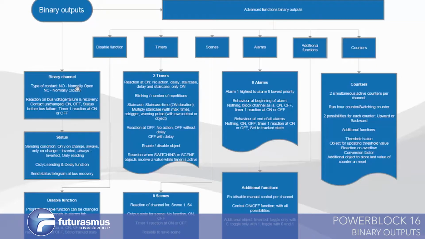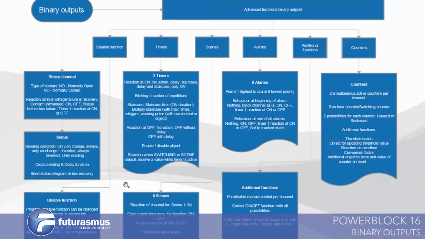sub-menus and features. So there's also a disable function in the channel. So you can decide when you receive a 1 or a 0, should it be disabled with a 1 or should it be disabled with a 0? And the behavior of the channel if you set it to disable. So block it on or block it switched off.